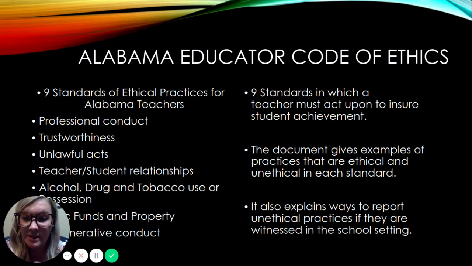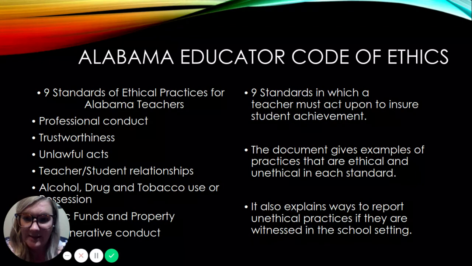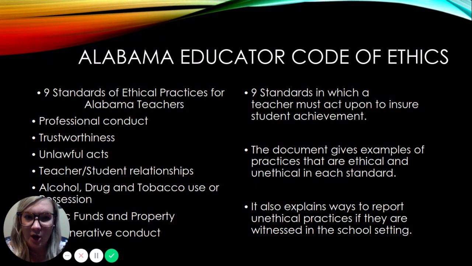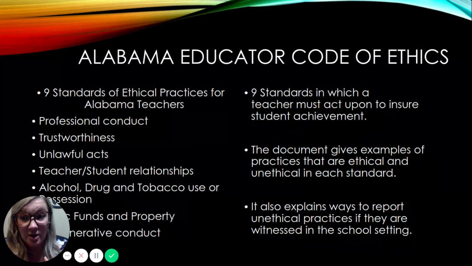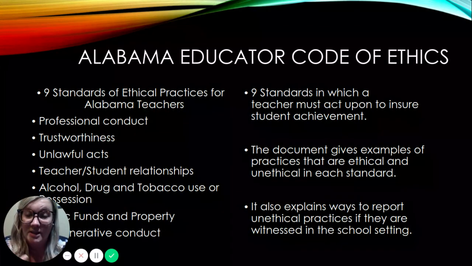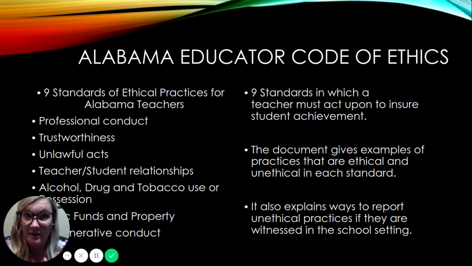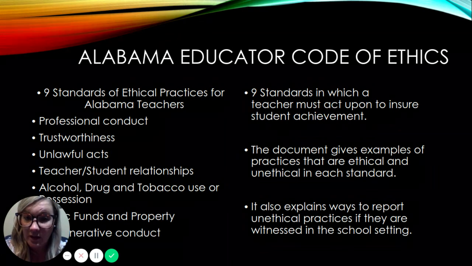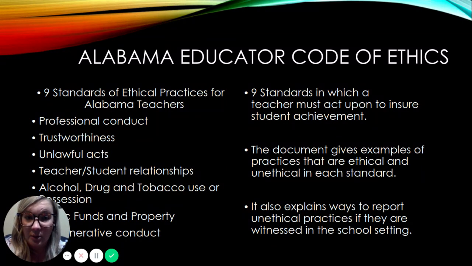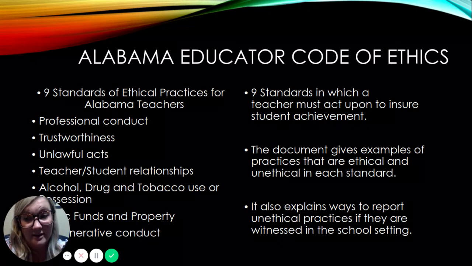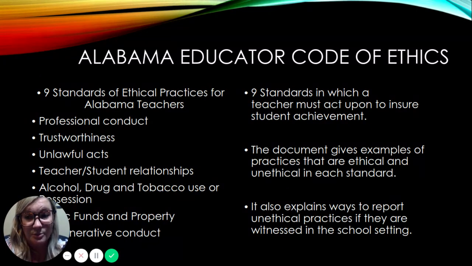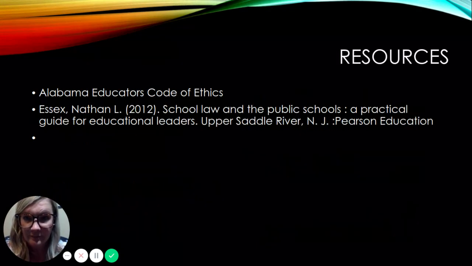So in order for students to be successful, they have to view you as a role model. This document gives examples, things that are considered ethical, and then things that are also unethical. So it even reports things specifically, and this is considered a contract. So if you violate something in this code of ethics, it could come up later. It also explains that if you are a teacher and you see another teacher or know of another teacher that is violating this code of ethics, it's up to you to report it. So if you witness it, you're responsible for that too.